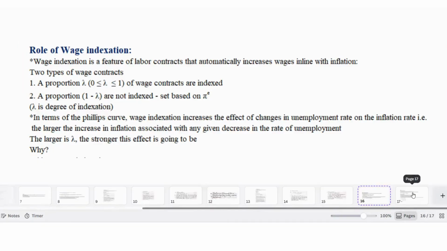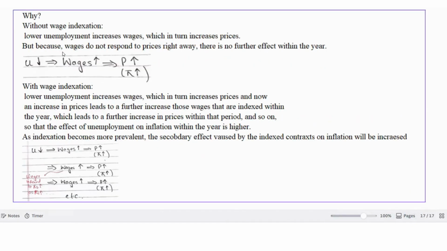Let's look at that. For this, let's understand. Without wage indexation, we know that lower unemployment increases wages because workers' bargaining power goes up. This we've discussed in detail. Which in turn increases prices. But because wages don't respond to prices right away, there is no further effect within the year. Unemployment goes down, bargaining power goes up, wages go up, prices go up, inflation goes up. But without wage indexation, wages are not indexed to the actual rate of inflation, so there's no further effect within the year.